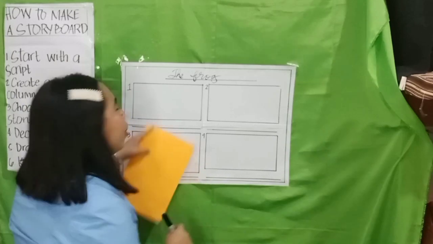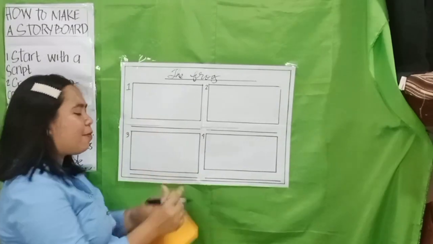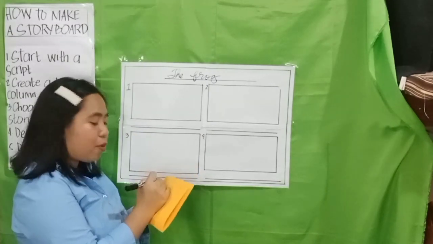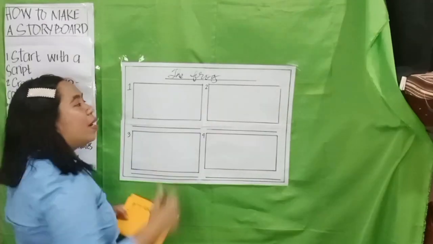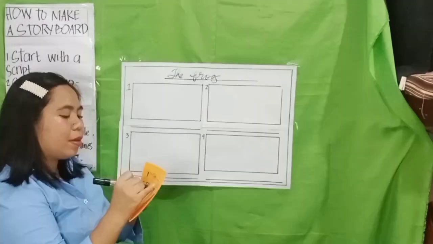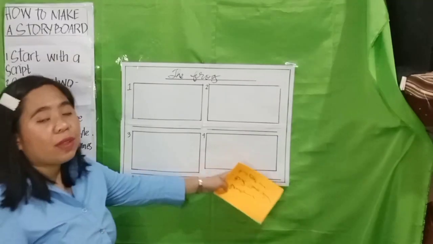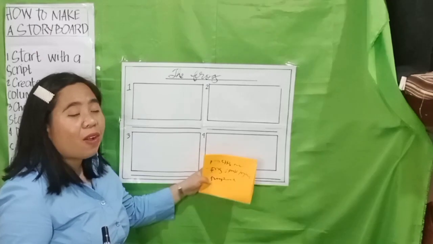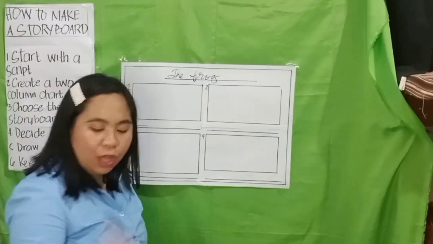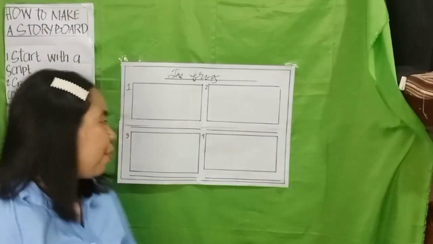In the first frame, the frog must be sitting on the stone. Then on the next frame, the frog starts to jump. The third frame, the frog has already jumped. Then the fourth frame, the frog has already landed on the river. So we will draw right now.